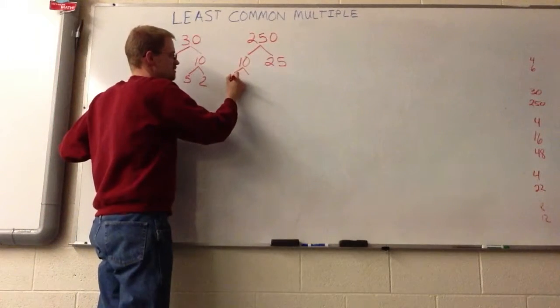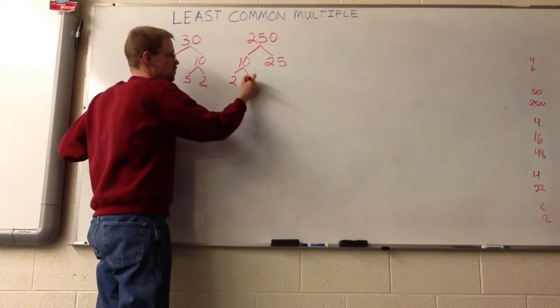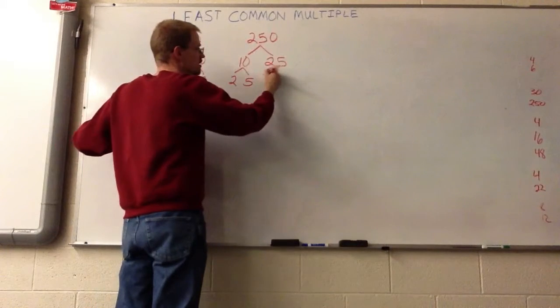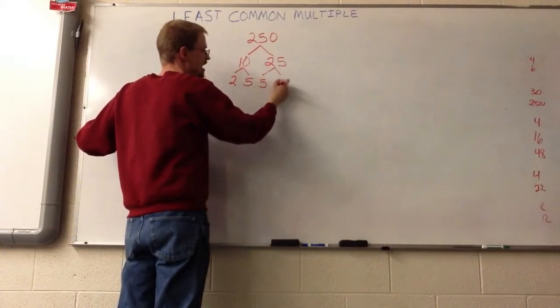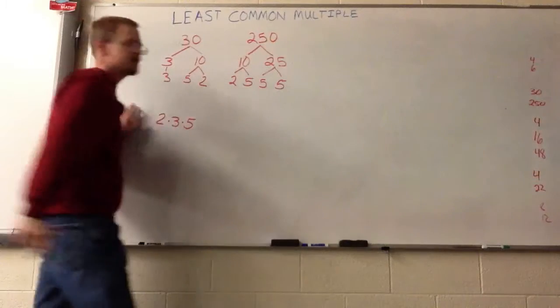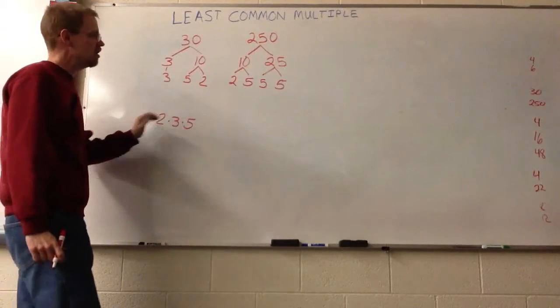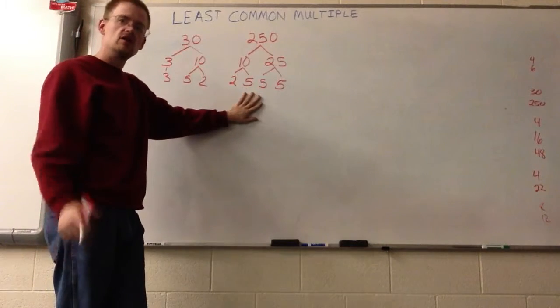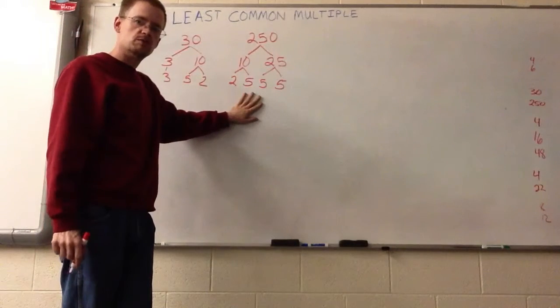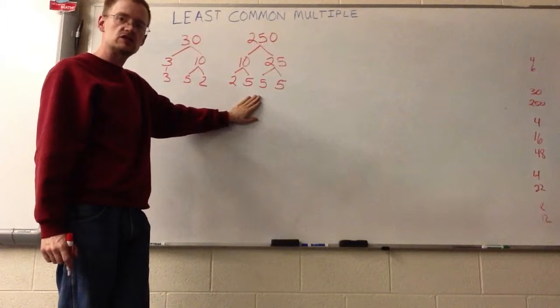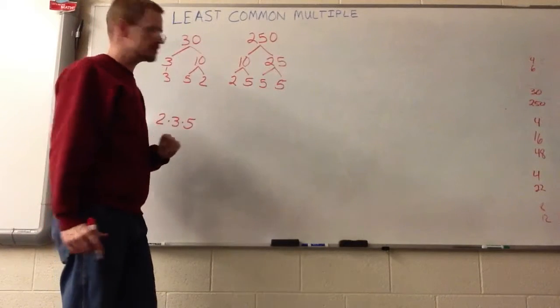10 becomes 2 and 5. Those are both prime, so we're good there. 25 becomes 5 and 5. I'd have gotten the same answer whether I used the factor tree or factor boot. Now, notice here we have a bunch of 5s. When we're doing the least common multiple method, it will be easier to use exponents when we do this.